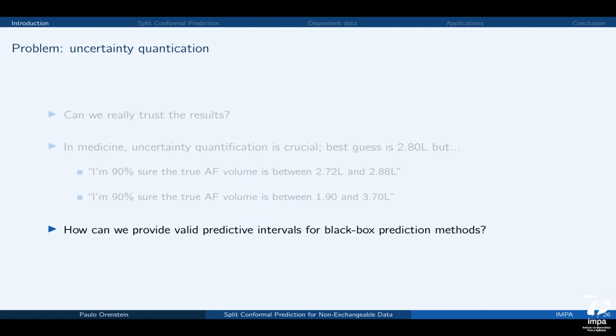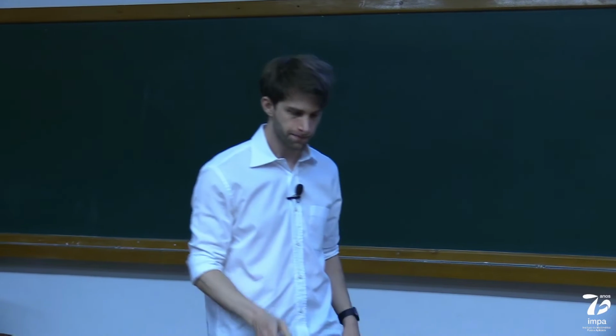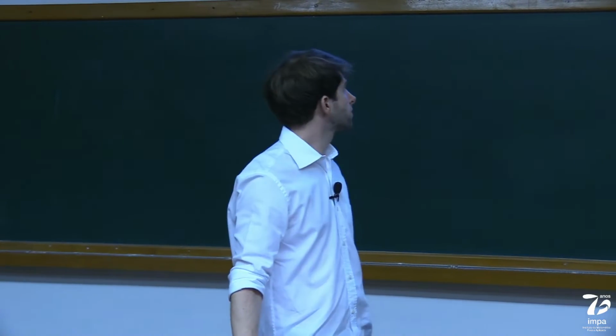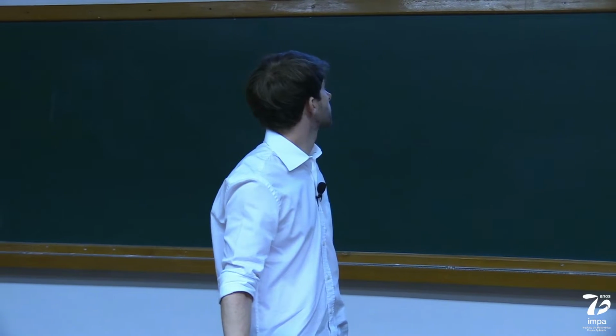So how can we provide valid predictive intervals for any black box prediction method? In the sense that the UNets, whatever they were, were working fine. I don't want to mess with them. Could I still have these valid intervals for the volume? Okay, so this is what the field of conformal prediction is about.